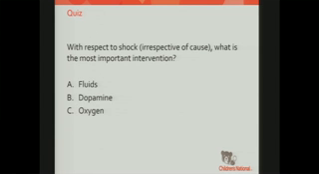With respect to shock, irrespective of the cause, or most of the causes we'll say, what is the most important intervention? Is it fluids? Is it dopamine? Is it oxygen?